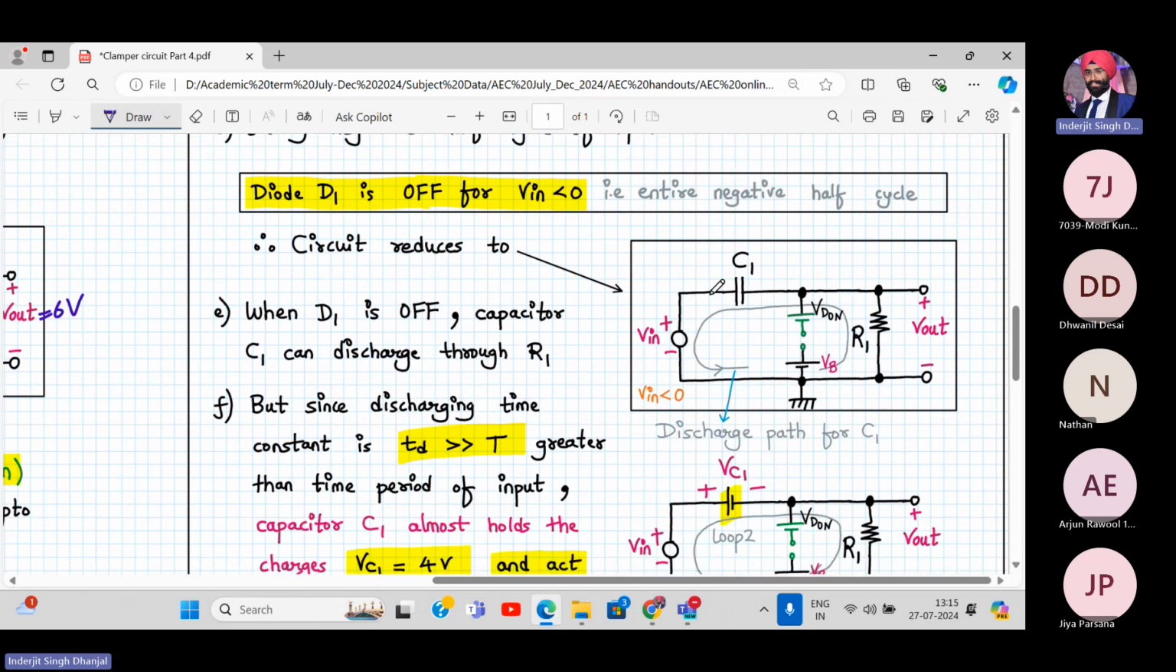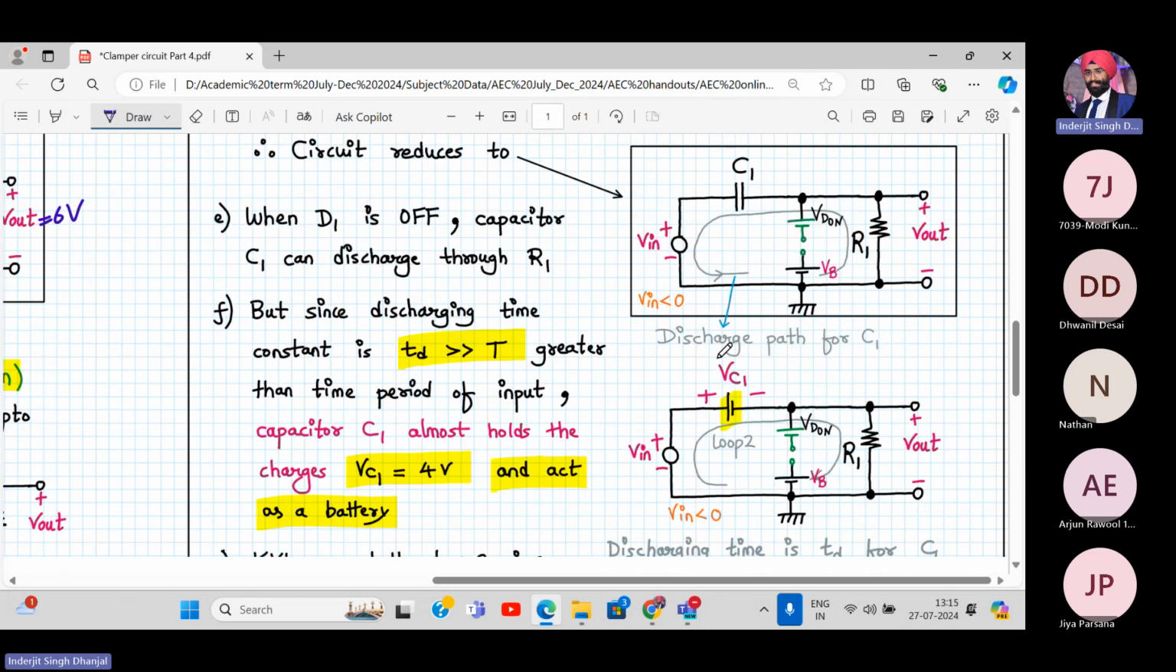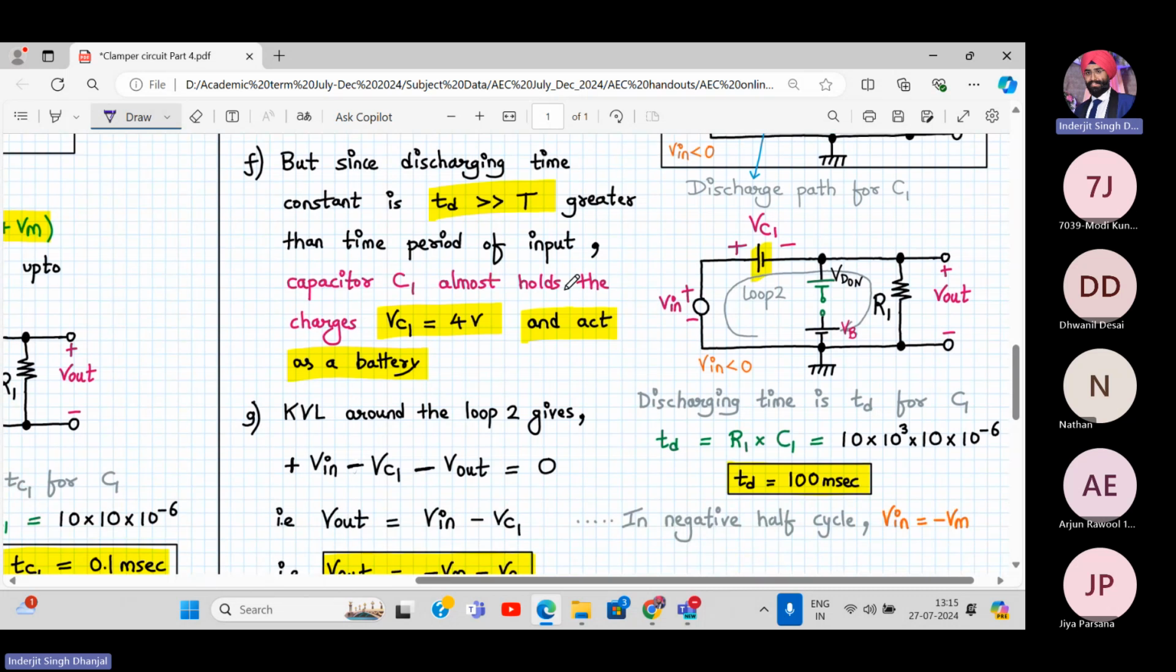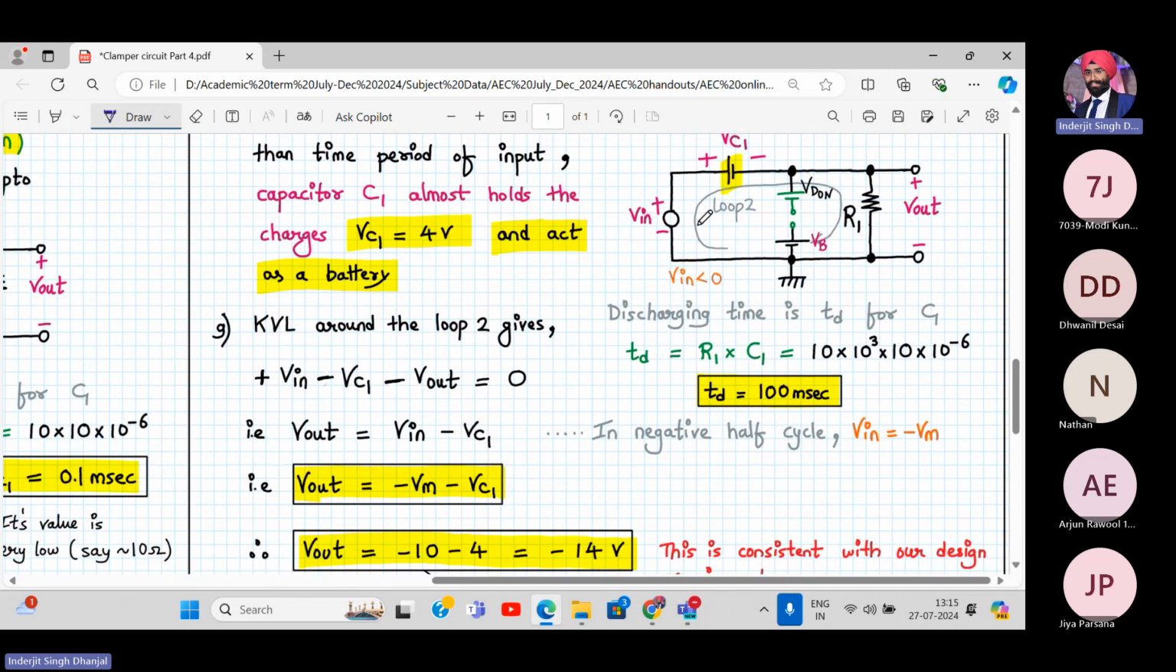So what happens to the capacitor? The capacitor discharges, but the discharging period is very, very large. So the discharging is very, very slow. So it will hold the entire 4 volt charge. The capacitor will hold that charge of 4 volt and act as a battery. Now we apply the KVL around the loop.